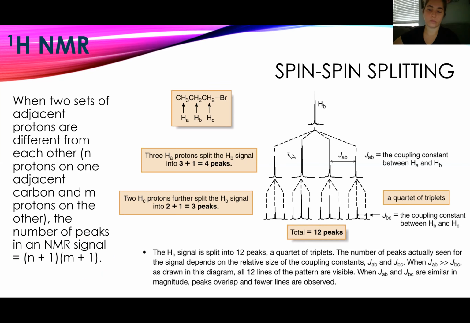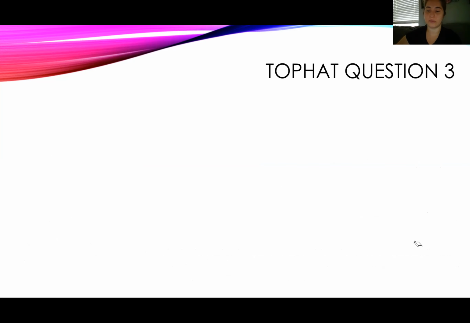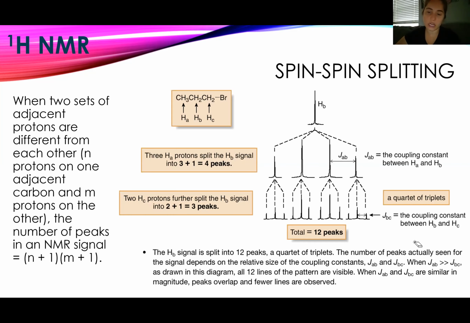And then there's this last sentence here, which is kind of an unfortunate thing that happens a lot. When JAB and JBC are similar in magnitude, the peaks will overlap and you'll see fewer lines. So you can expect to see 12 peaks, but you may not. And that will come down to integration typically, so using the integral to determine how many protons are actually there.